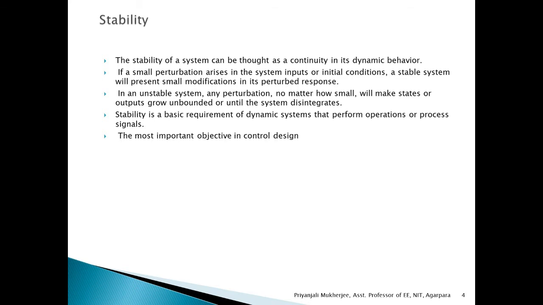That means if a small perturbation arises in the system input or the initial conditions, a stable system will present a small modification in its perturbed response. But for an unstable system, the outputs go unbounded until the system disintegrates. Stability is the basic requirement of a dynamic system that performs operations or processes signals.